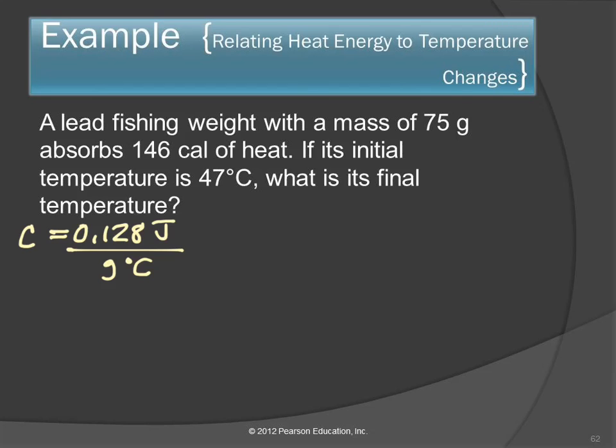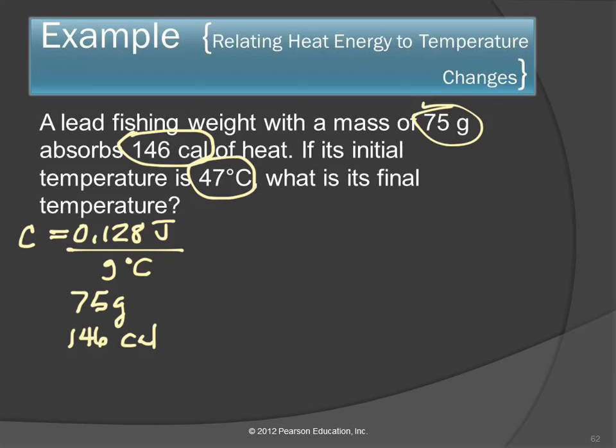So we've got numbers in here, right? Identify the numbers. 75 grams, 146 calories of heat. We have the 47 degrees Celsius. Good approach is just to write those down. 75 grams, 146 calories, and 47 degrees Celsius. Which one of those is the mass? And what letter should I give 146 calories? Q. That's heat. Calorie is a unit of energy.